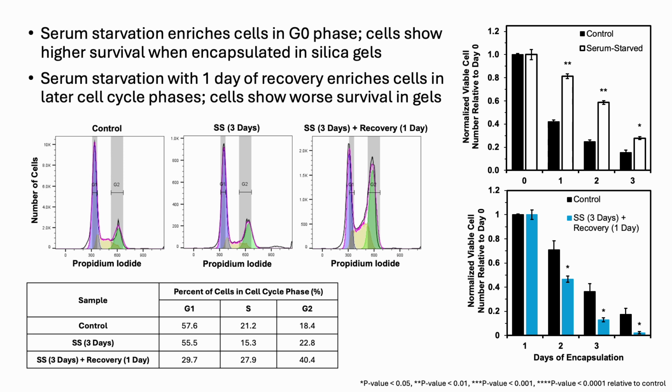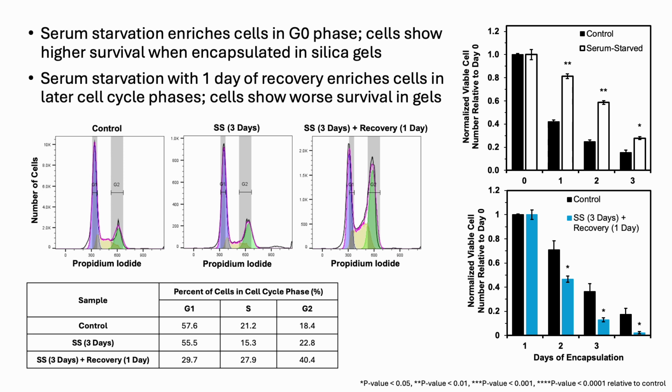Varying the recovery time after serum reintroduction allowed for the enrichment of cells in different phases of the cell cycle. This data was collected by fixing the cells, staining them with propidium iodide, and running them through flow cytometry to create the histogram seen in the middle of the slide. These synchronized cell populations were then encapsulated to evaluate their ability to enter dormancy. The cells that were serum starved for 3 days with no recovery were enriched in the G0 phase. These cells also showed improved survival when encapsulated in the silica gels, suggesting that cells in the G0 phase can more readily transition to dormancy.